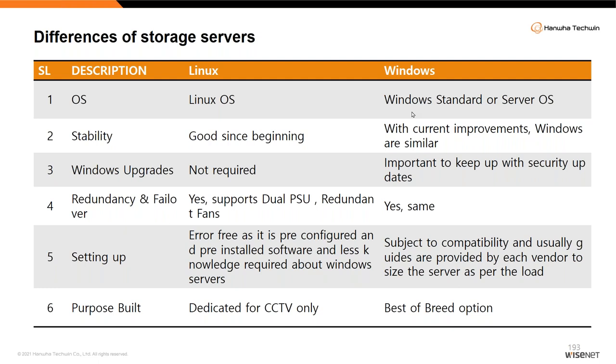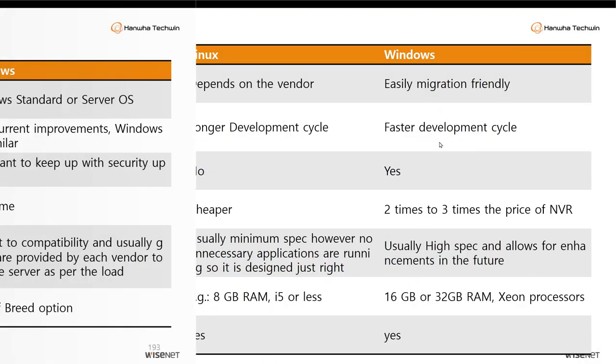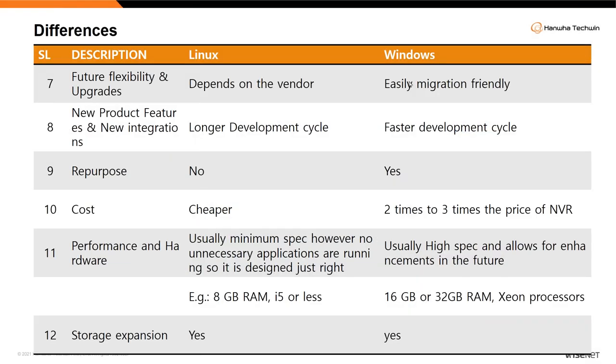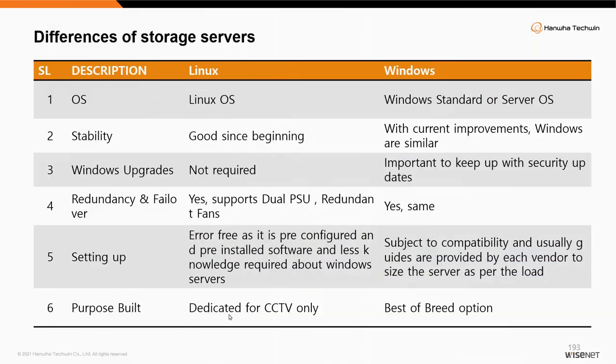one device. So if you have 1,000 cameras and you have 300 cameras per server, only four servers you need. So footprint is less. And second point is, it is best of breed, which means tomorrow, if you don't like a particular recording software, you can uninstall and install something else. But if it is Linux based, it is embedded, that means you have to throw it and you have to buy a new recording device. So that is a benefit of Windows.